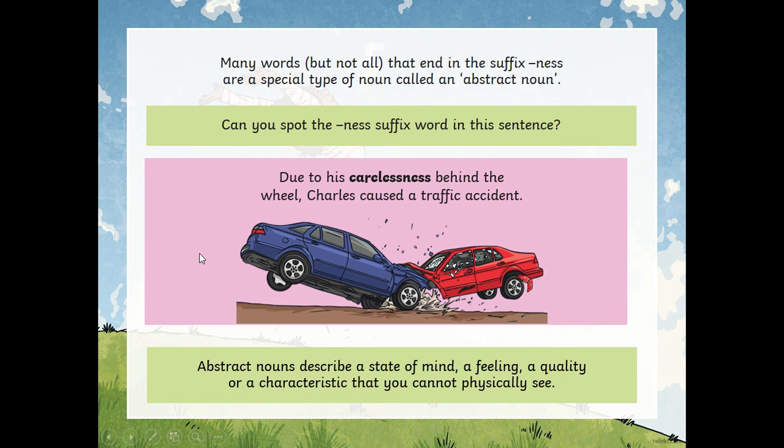So abstract nouns describe a state of mind, a feeling, a quality or a characteristic that you cannot physically see. So if something is abstract, it means you can't really see it. These are things that we all know are there, like the feeling of fierceness, carelessness and so on, but you couldn't point at it, you couldn't hold it, you couldn't show it to somebody, but you can describe it.